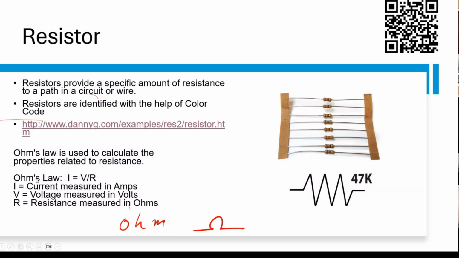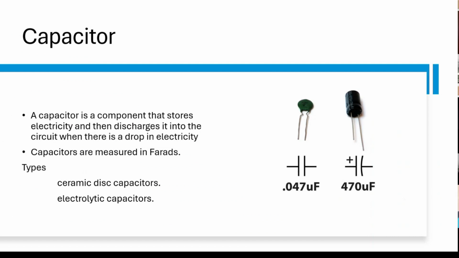As of now, Ohm's law is I equals V by R: the current in the circuit is the ratio between voltage and resistance in that circuit. So the next component is the capacitor.